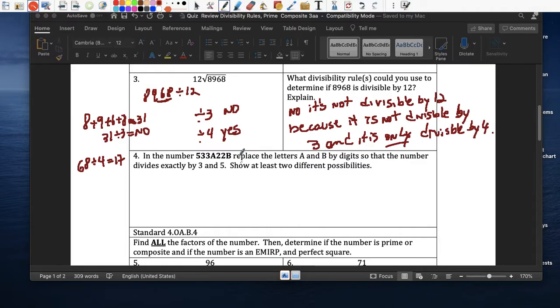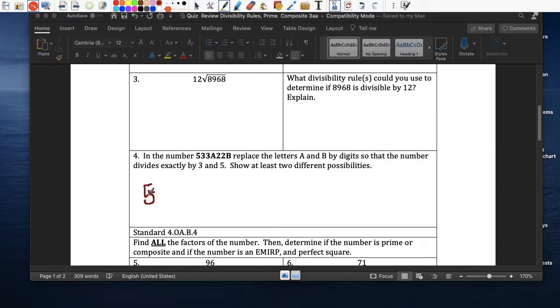Okay? Now here, the next question is a little different. So we have the number 5, 3, 3, space, 2, 2, space. We want this number to be divisible by 3 and to be divisible by 5. So what number can I put here? What number can I put here so that it's divisible by 3 and divisible by 5? So I know one thing. If it's divisible by 5, the last number has to be 0 or 5, right? So let's choose 0.